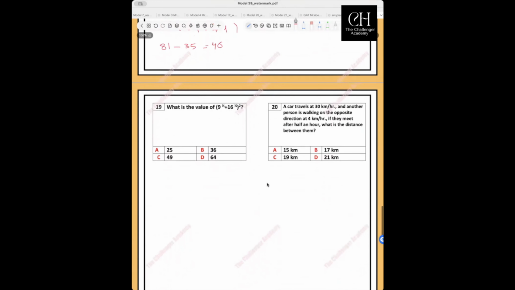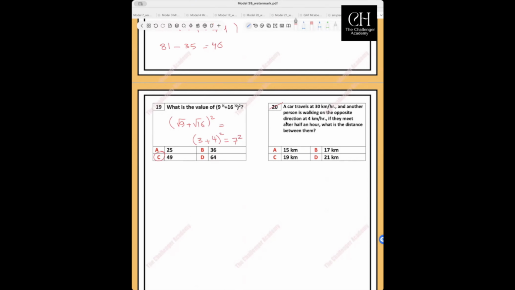Let's move to question 19. What is the value of 9 power half plus 16 power half, all to the power of 2? You know that power half means the square root. So it will be the square root of 9 plus the square root of 16, all squared. It's not allowed to distribute this exponent. You have to calculate root 9 and root 16. Root 9 is 3, plus root 16, which equals 4, all squared. So this is 7 squared, which equals 49.